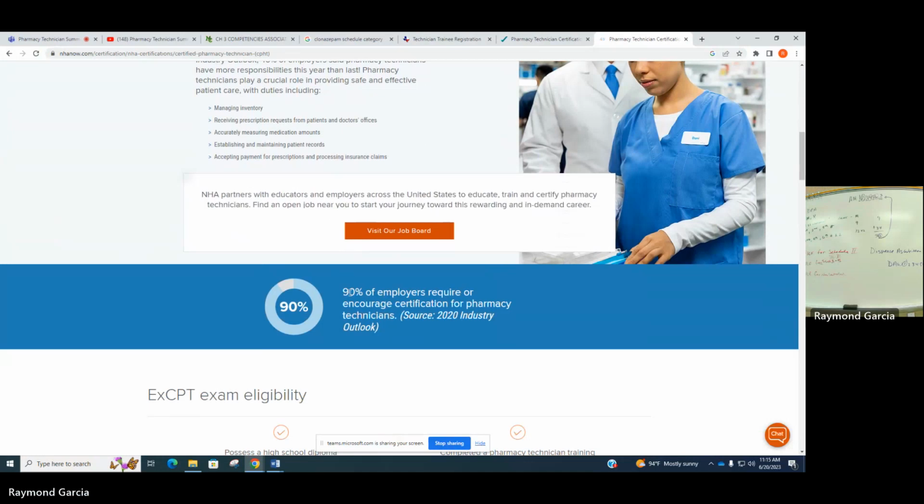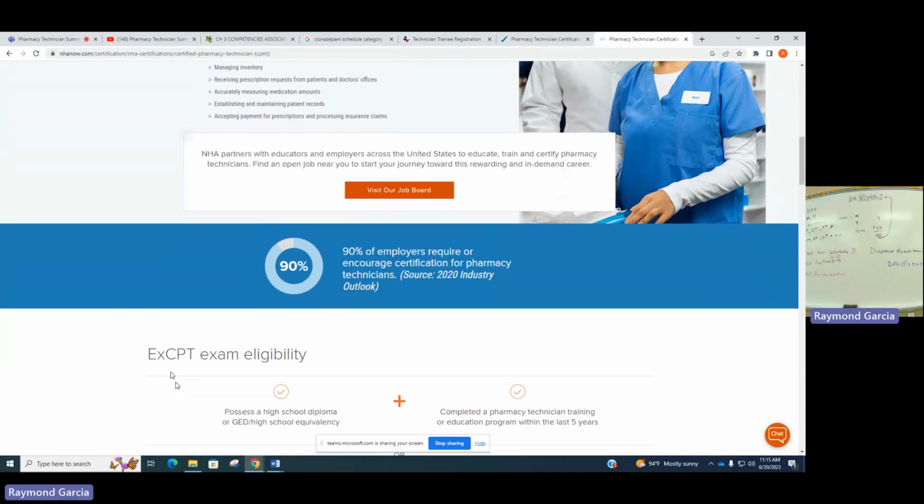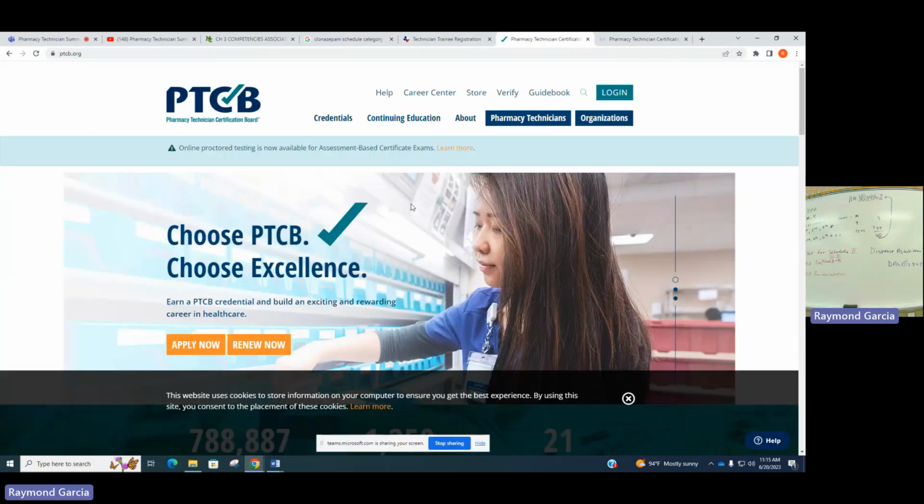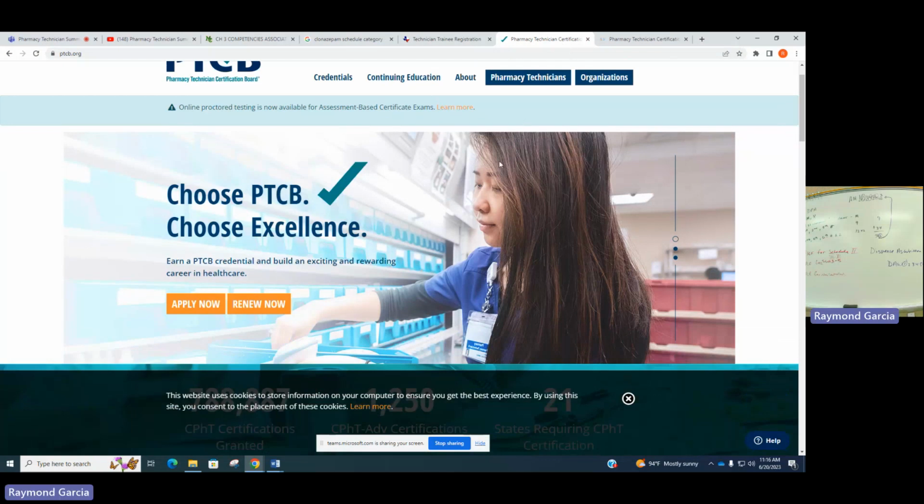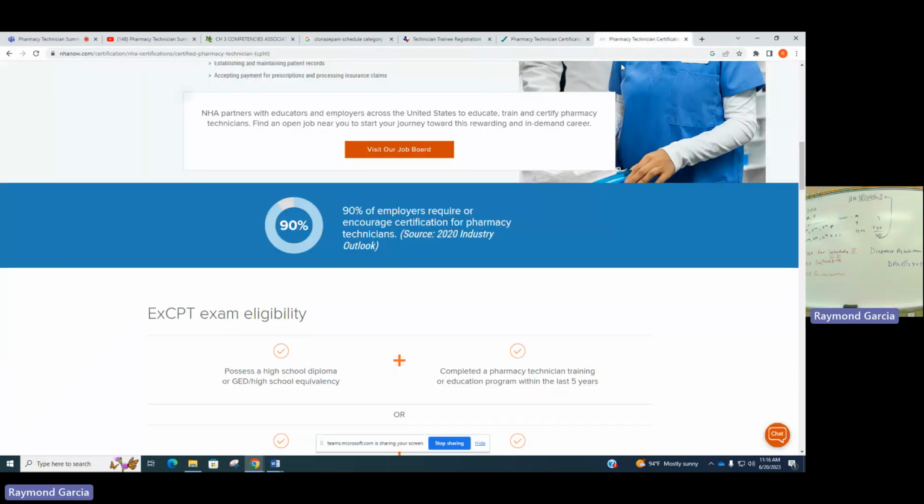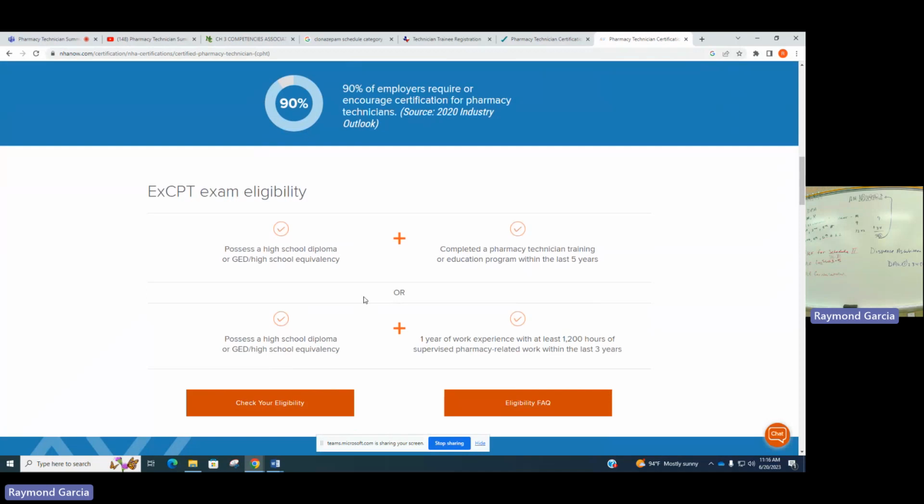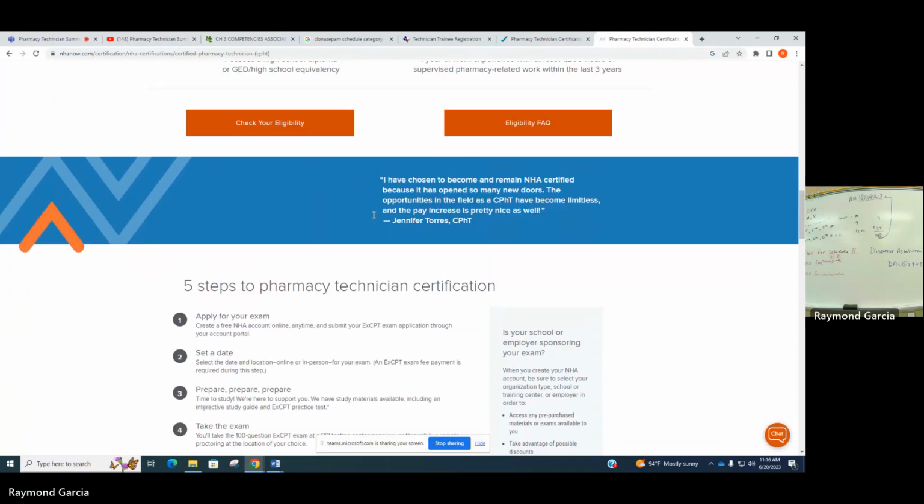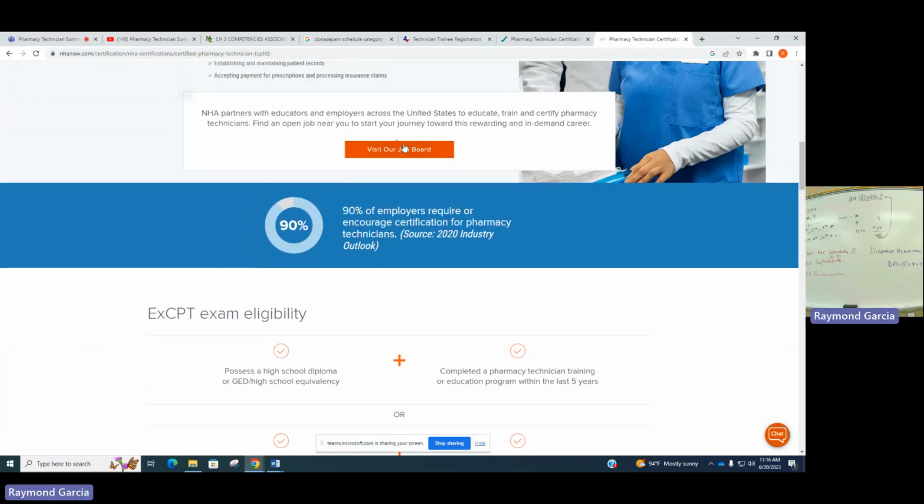But this test is called the EXCPT. The other one is called the PTCE. So this one I know is nationally certified. They say that this is national certification, but I still think it's only a handful of states that honor EXCPT. All right, so those are two different websites you'll become familiar with as well.